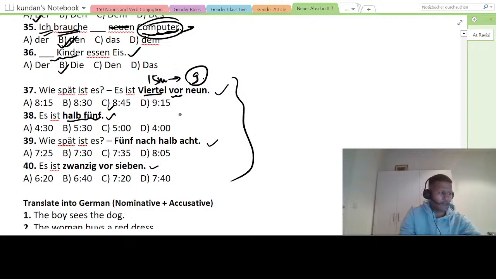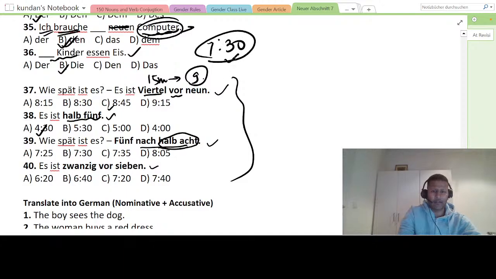And es ist halb fünf. So halb fünf means 30 minutes before 5 o'clock, right? So the right answer is what? 4:30, right? 4:30. So fünf nach halb acht. So halb acht is what? 7:30, right? Halb acht is 30 minutes before 8 o'clock. So 7:30 and fünf nach. So 5 minutes after this. So what will be the answer? 7:35.